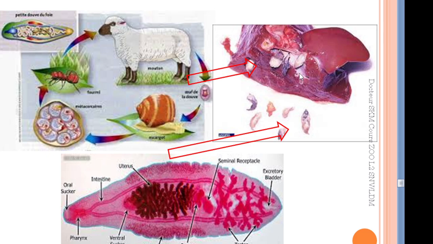So as you can see, there is a cycle, okay, and the vector is this animal, okay. So this is the third class representing the platyhelminths, which are flukes.